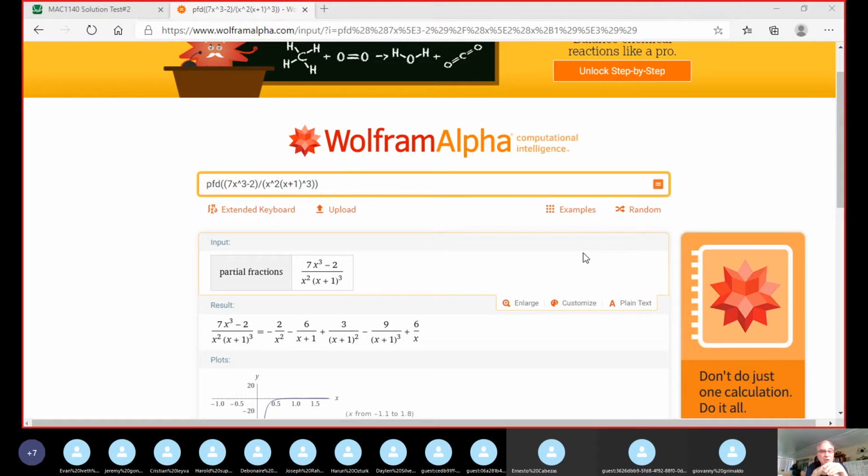I copy the top part. Division, open one more parenthesis to enclose everything in the bottom part: x squared, x to the power 2, parenthesis, x plus 1, third power. Power 3, close the parenthesis to enclose everything in the bottom part, and close the last parenthesis to indicate that the function partial fraction decomposition is the end part. It's ending. You press the button.